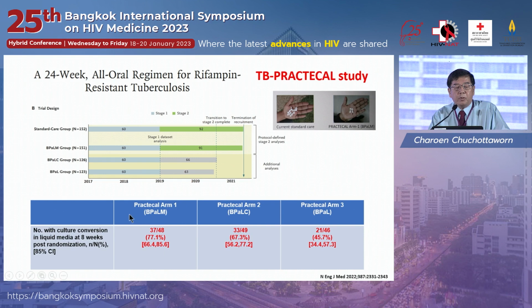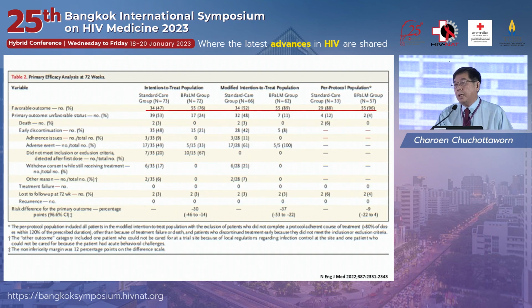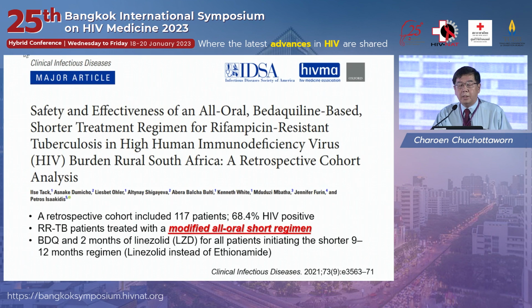From the phase 2 study, they found that BPaL plus moxifloxacin had a higher culture conversion rate at 8 weeks compared to BPaL. BPaL is good, but BPaLM is much better in terms of eradication of the bacteria. It means that you reduce the possibility of failure and also relapse. And again, you can get a very high success rate with BPaLM. Another study changed the prothionamide in the oral shorter regimen to linezolid.